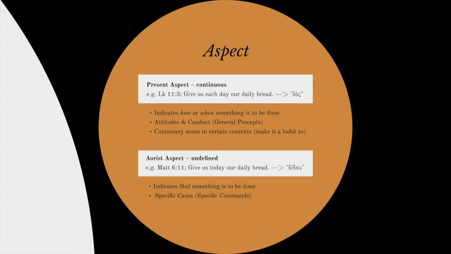An example for the aorist aspect is Matthew 6:11. Also the Lord's Prayer. However, Matthew, contrary to Luke, does not use the present but the aorist aspect. Give us today our daily bread. In this case, the aorist aspect indicates that something is to be done. It is generally used for specific cases.